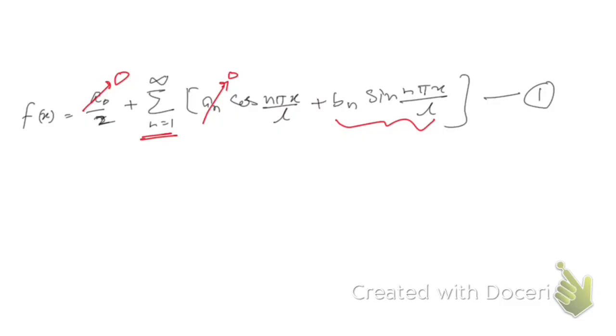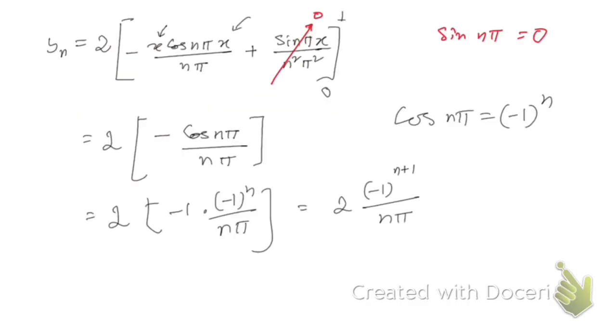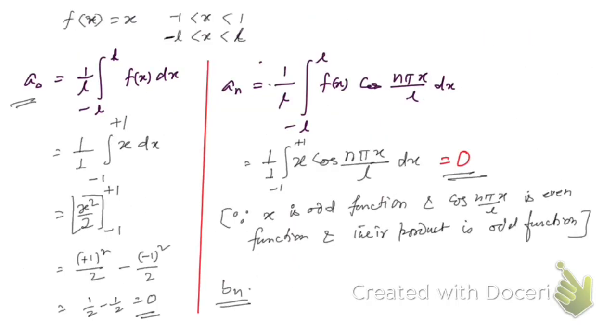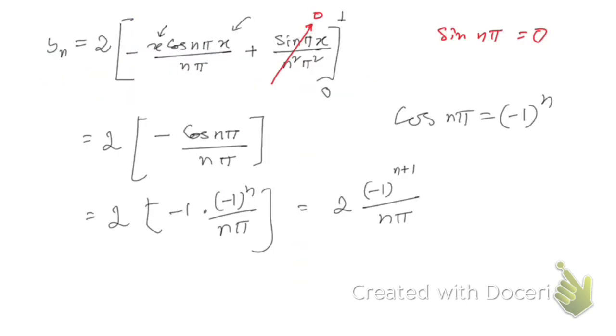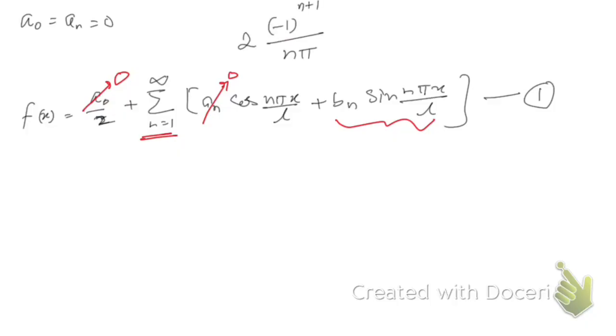So an is equal to 0, and a naught is also equal to 0, right? We have got a naught and an both equal to 0. Here you can see this is a naught, which is equal to 0, and this is an, which is also equal to 0. So only we are getting bn, so let me copy this bn. So this is bn, the value of bn, right?